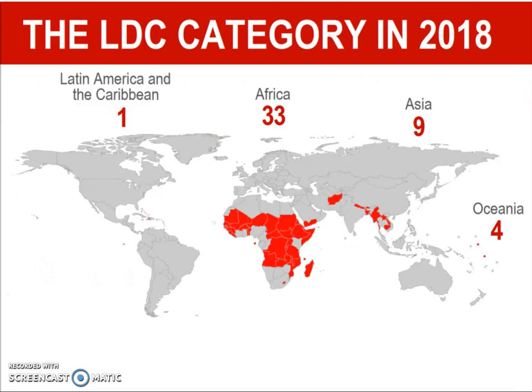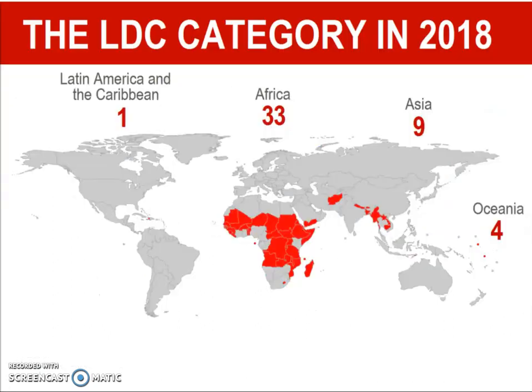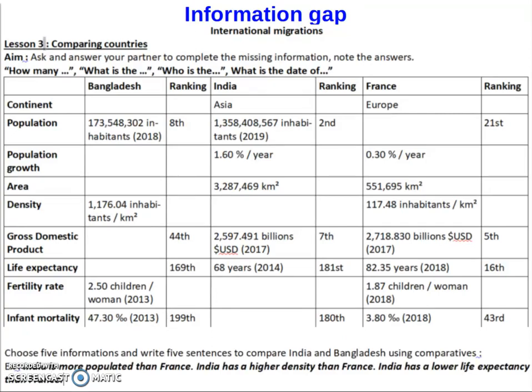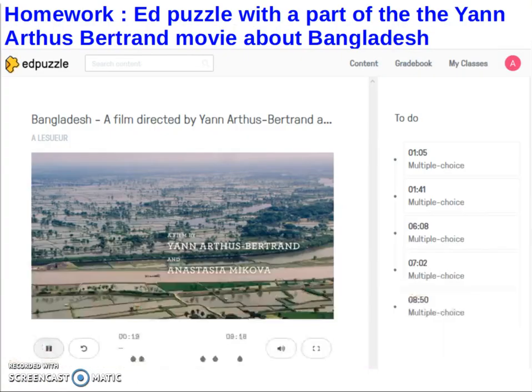For example, here the least developed countries and the emerging countries. At the end, they will have to compare the indicators. If India is more densely populated than Bangladesh, for example, they will have to make a sentence. Well, to compare.